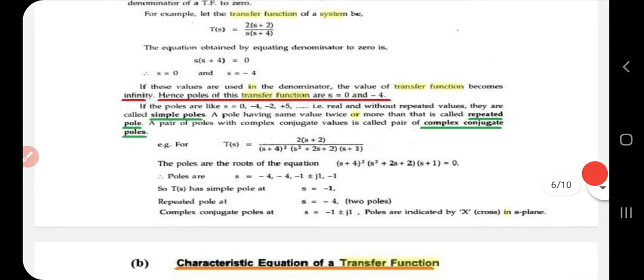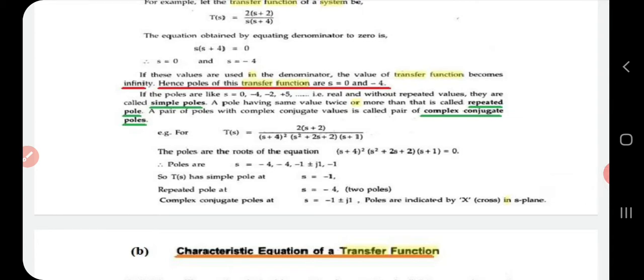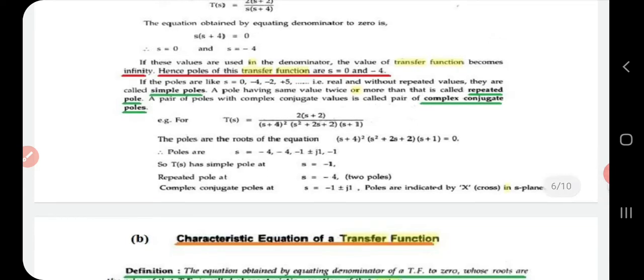Now, suppose you have poles like s equal to 0, minus 4, minus 2, plus 5, that is, real and without repeated values. They are called simple poles. A pole having the same value twice or more is called a repeated pole. A pair of poles that are complex conjugates are called complex conjugate poles.